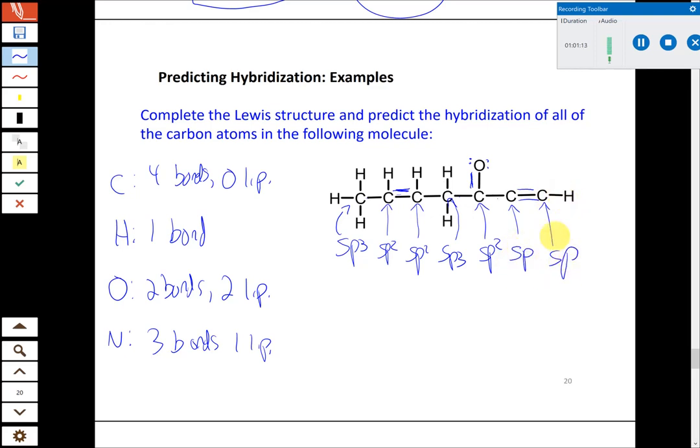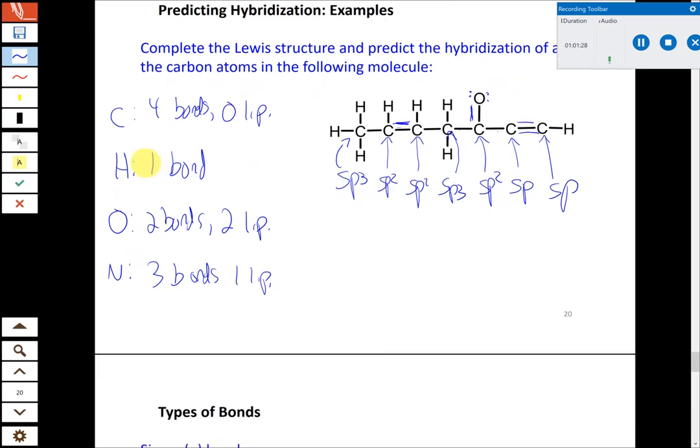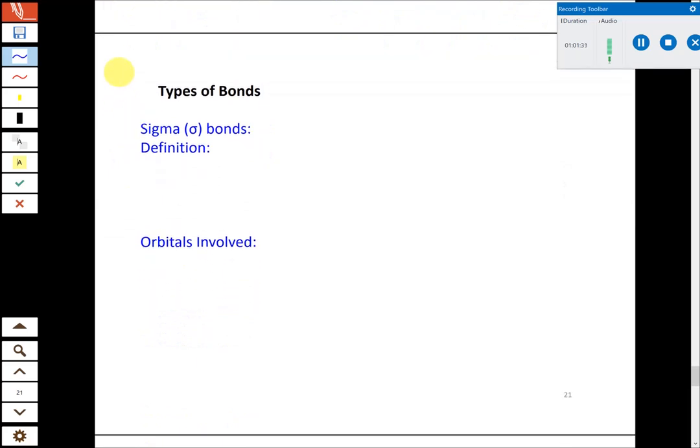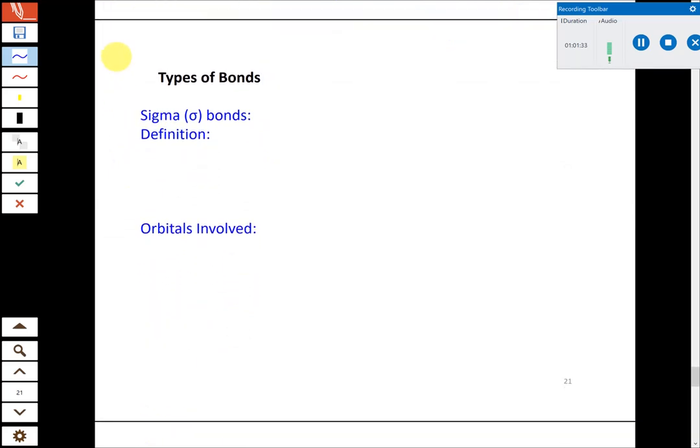So this molecule has all 3 possible hybridizations for carbon, sp, sp2, and sp3 in those different combinations. So again, predicting hybridization is just a matter of completing the Lewis structure and then counting the number of electron groups that are present in each place. All right, so what we're going to end with today is defining the types of bonds that can form.